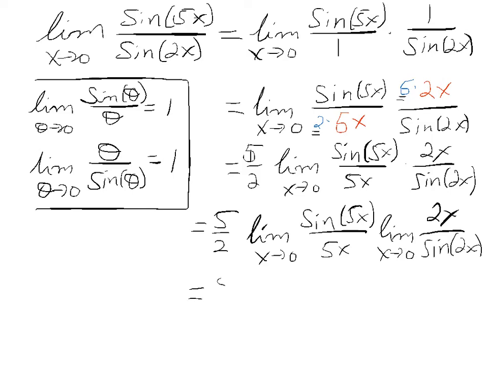And then I will employ the results that we have here, and I get a 1 for this limit, and I get a 1 for this limit, and then I get 5 halves times 1, and I get 5 halves. All right, good luck.